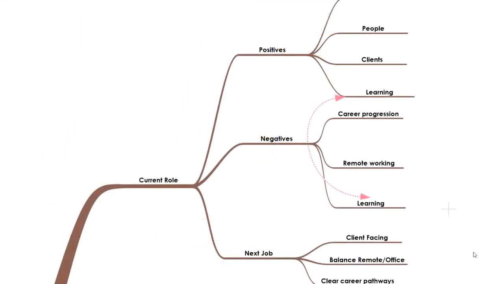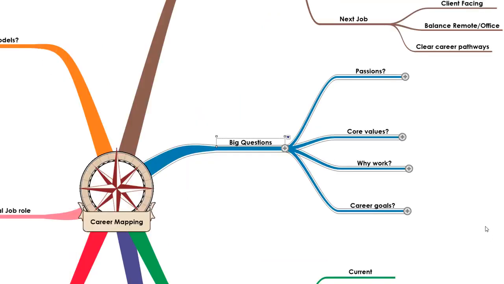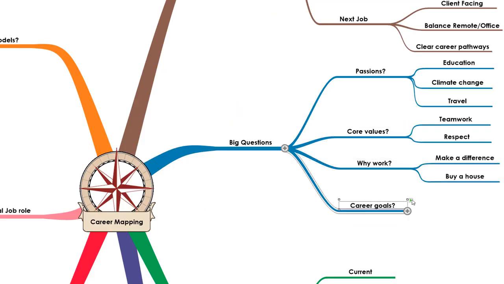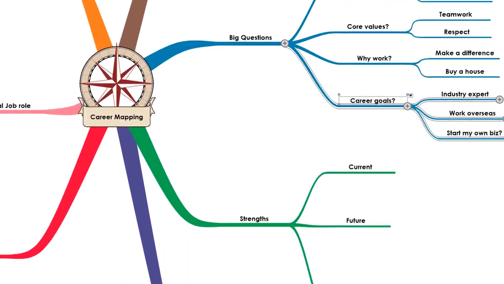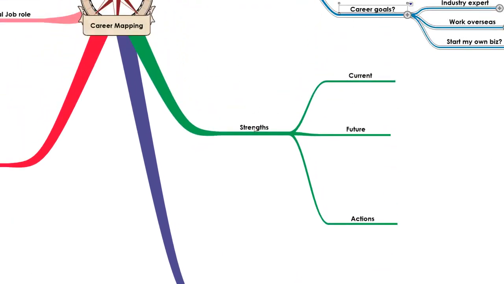The other sections of the mind map work in much the same way. They're there to help prompt your thinking about lots of different things related to your career, from big questions in this section about your passions, values, and career goals, to maybe more specific tactical areas like an evaluation of your professional strengths and weaknesses, which can be a useful thing to reflect upon when you're putting together your resume and or preparing for job interviews.